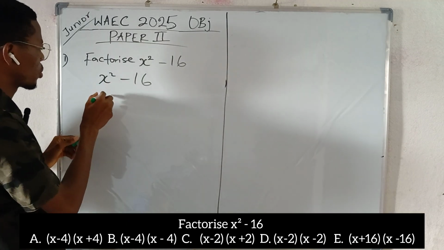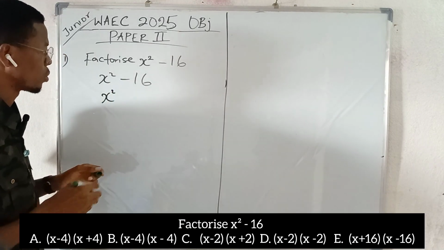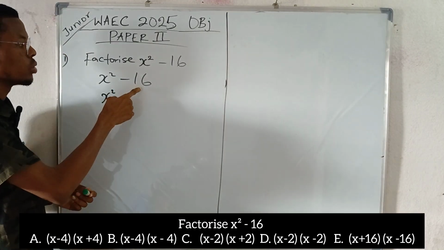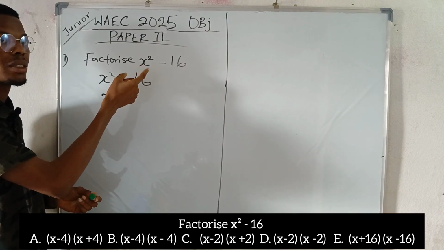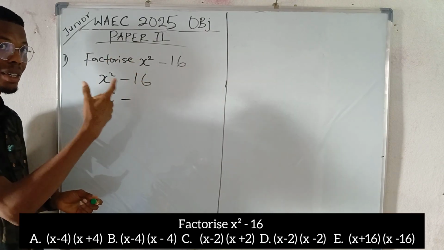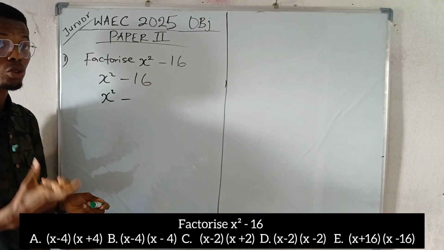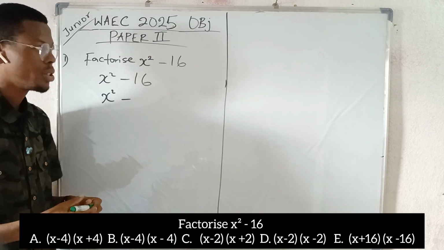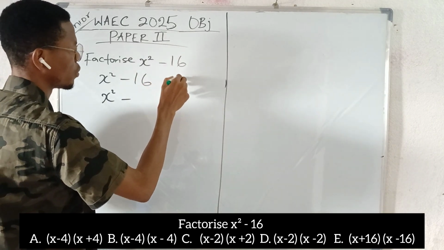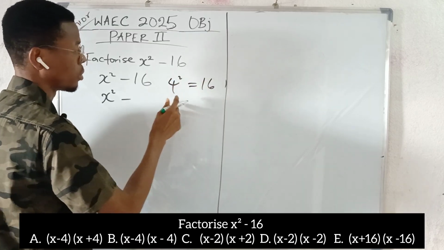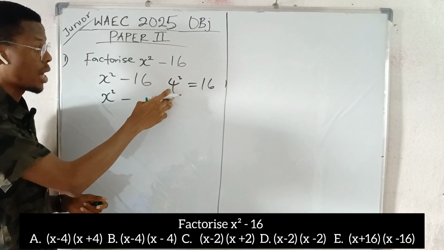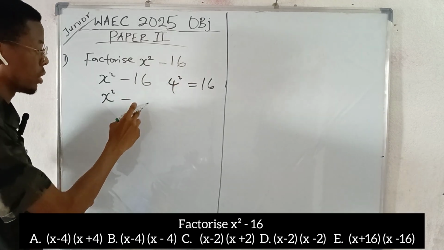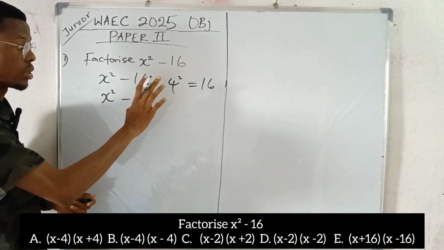So we have x raised to the power of 2 minus. How do we do this? What do we do to get a base and an index, where the index will be 2, and our answer will be equal to 16? If we have 4 raised to the power of 2, it is still equal to 16, because 4 times 4 is 16. And the index here is 2. Are you seeing the power here is 2? So this is the right thing to put here.